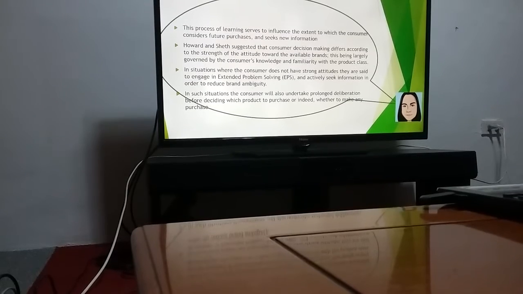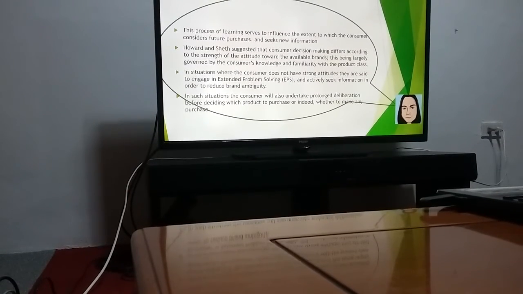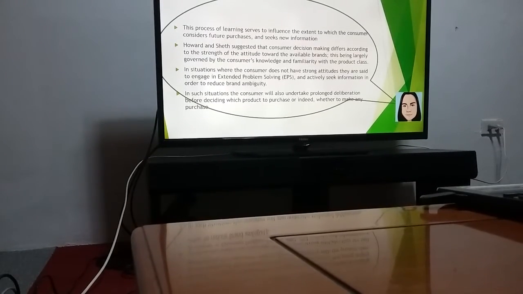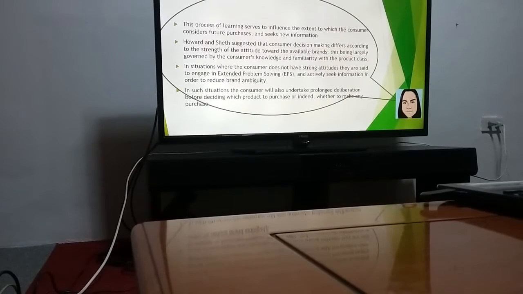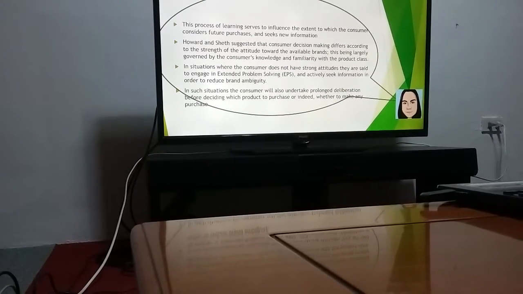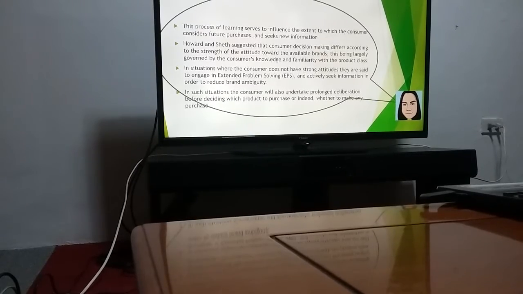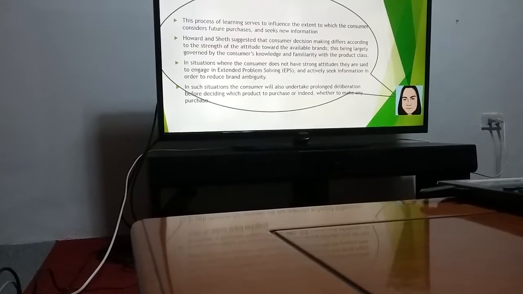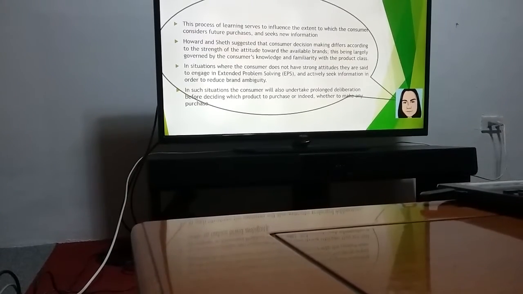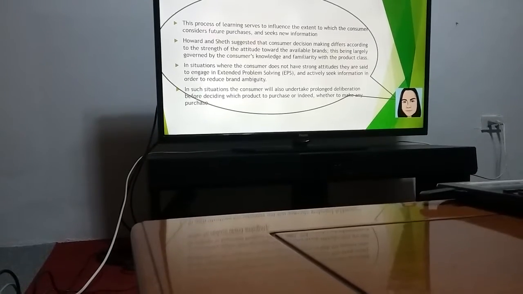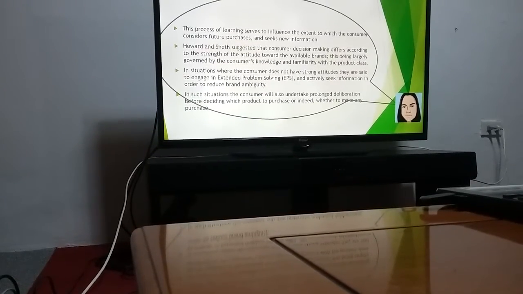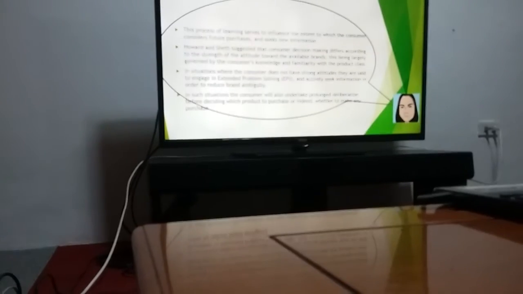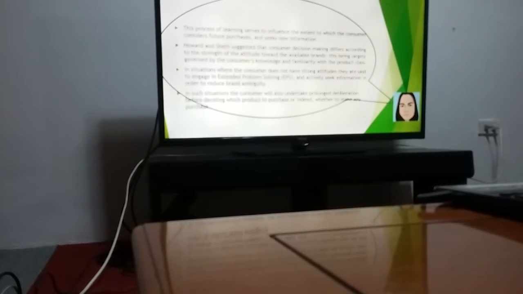So, in situations where the consumer does not have a strong attitude, they are said to engage in extended problem solving and actively seeking information in order to reduce brand ambiguity. So, pag wala kayong alam sa brands, wala pa kayong strong attitude, so wala pa kayong nasa isip, hindi pa nakaset yung mind ninyo sa Samsung or sa Apple, then you engage in extended problem solving. Okay. In such situation, the consumer will also undertake prolonged deliberation before deciding which product to purchase or indeed whether to make a purchase. So, ano kayang bibilihin ko or bibili pa ba ako?